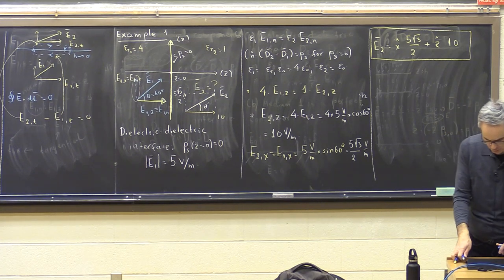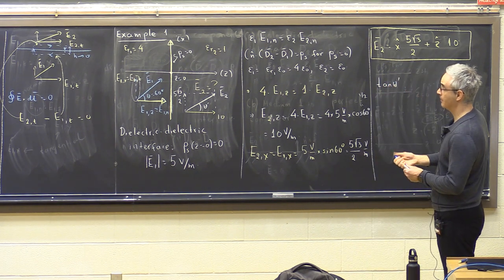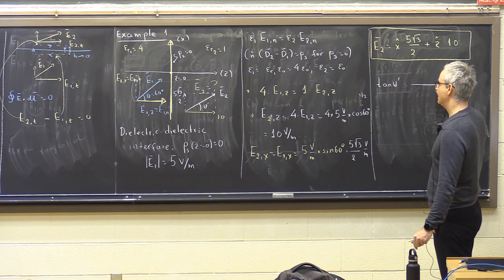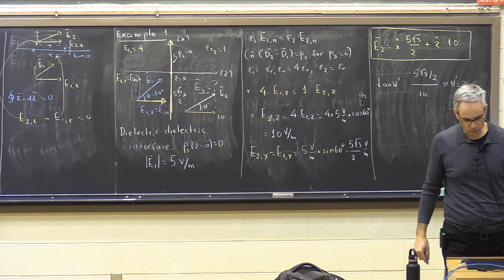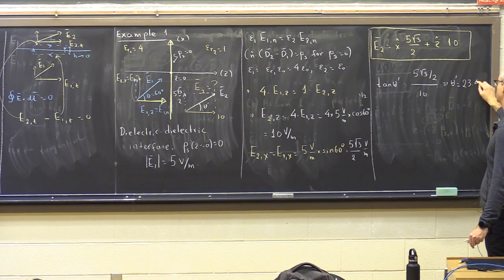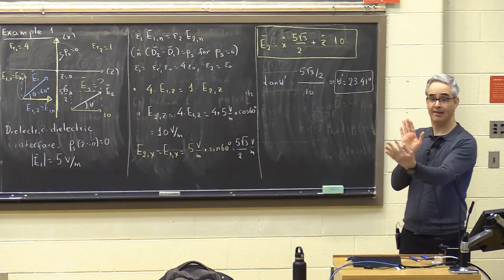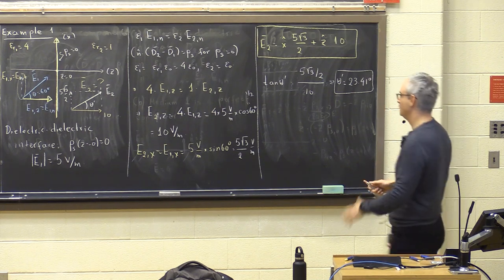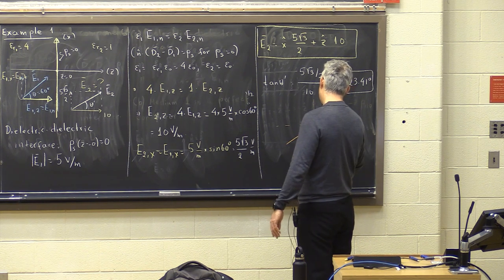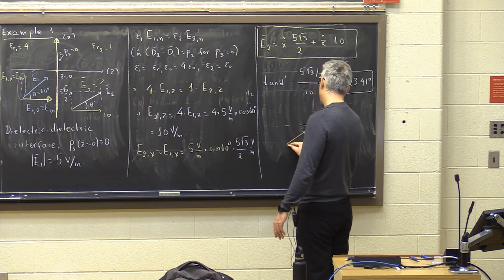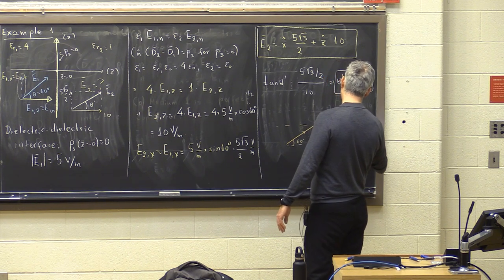If you are interested in finding also the angle, the tangent of theta prime, this angle theta prime between the electric field, is 5 square root of 3 over 2 divided by 10. And that makes theta prime equal to 23.41 degrees if you invert the tangent. So you see, as the electric field goes from the high epsilon medium to the low epsilon medium, it actually bends downwards. So you have here the 60 degrees, and here you have the 23.41 degrees.